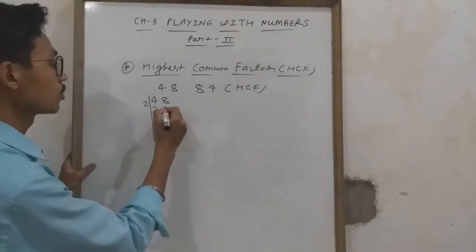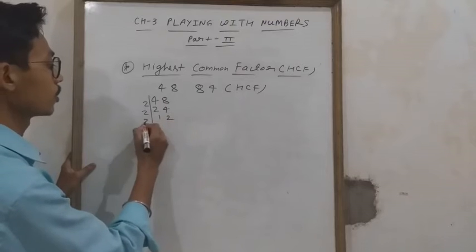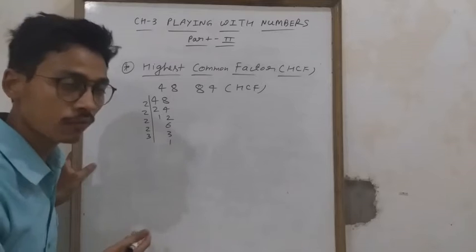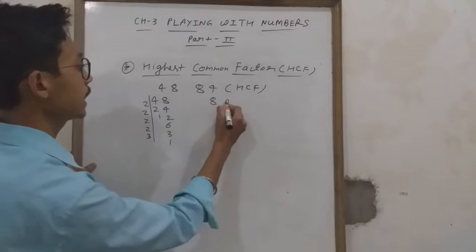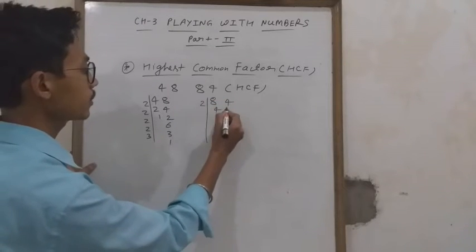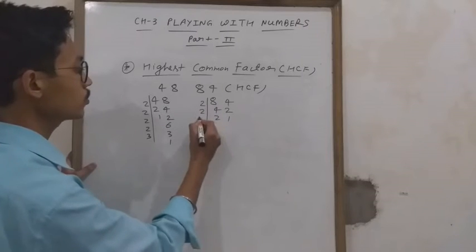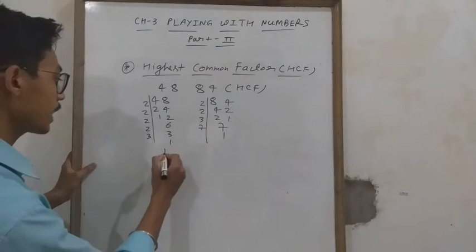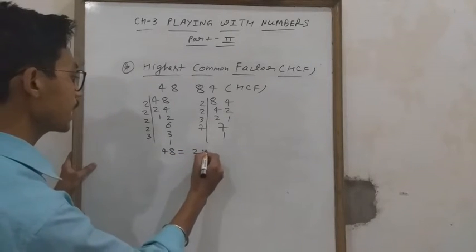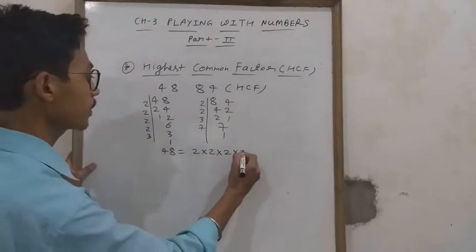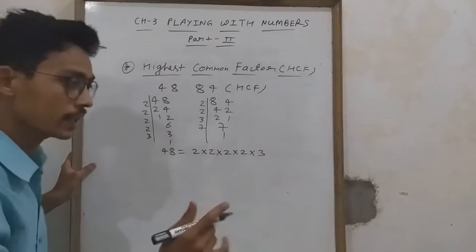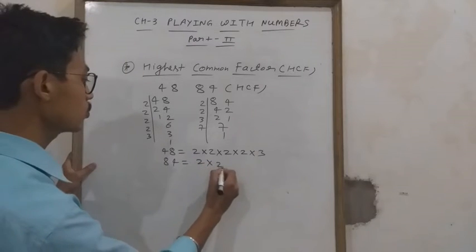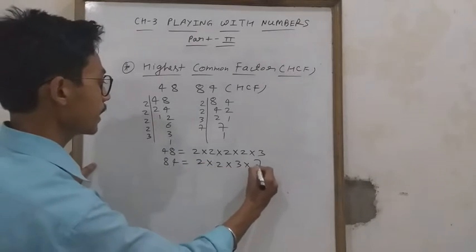2 2s are 4, 2 4s are 8, 2 1s are 2, 2 2s are 4, 2 6s are 12, 2 3s are 6, 3 1s are 3. This is the prime factorization of 48. Now 84: 2 4s are 8, 2 2s are 4, 2 2s are 4, 2 1s are 2, 3 7s are 21, 7 1s are 7. Okay everyone? So now you can write 48 equal to 2 multiply by 2 multiply by 2 multiply by 2 into 3. You can write 84 as 2 multiply by 2 multiply by 3 multiply by 7.